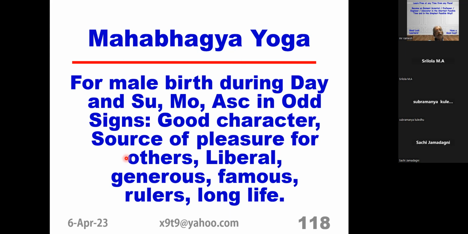Then they will have good character, a source of pleasure for others. They are very liberal, generous, famous. They become rulers and they have a long life. That is Mahabhagya Yoga. So, for male birth during the day, Sun, Moon, ascendant in the odd signs. That means Sun should be in an odd sign, Moon also in an odd sign, ascendant in an odd sign.